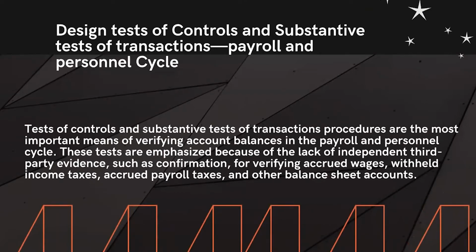Tests of control and substantive tests of transactions are the most important means of verifying account balances in the payroll and personnel cycle. These tests are important because of the lack of independent third-party evidence, such as confirmations, for verifying accrued withheld income tax, accrued payroll tax, and other balance sheet accounts.